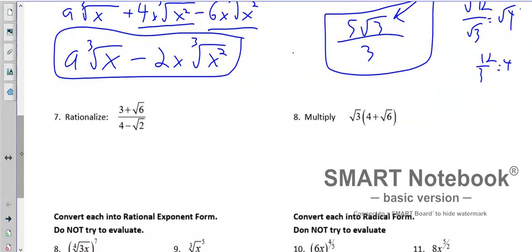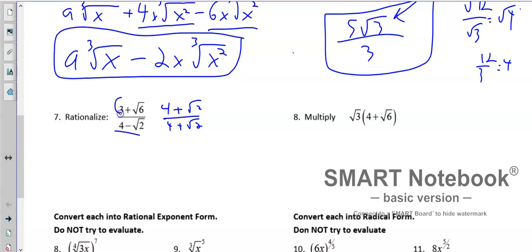7, we also need to rationalize, but it is a binomial on the bottom. So we cannot multiply by radical 2 over radical 2, or we'll play whack-a-mole, in which the radical will just bounce back and forth left and right. We need to do the 4 plus radical 2 right here. Okay? We write the same thing, but opposite sign.